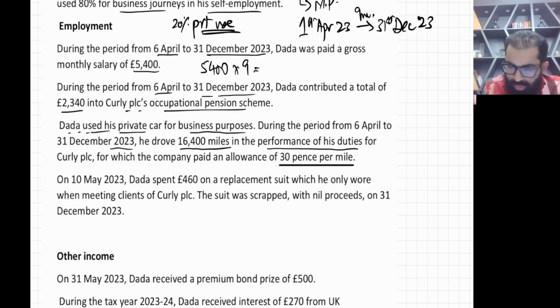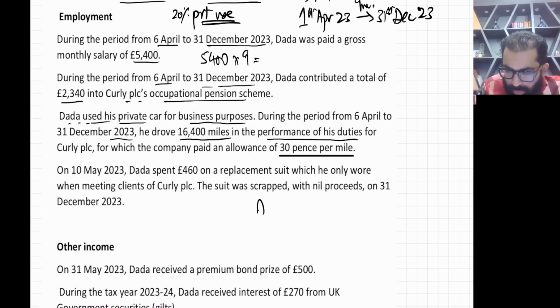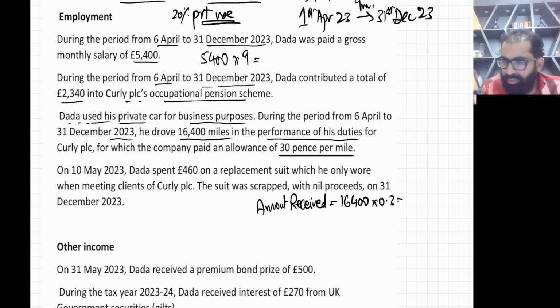So how to solve this transaction? First of all, you need to check the amount received. I'm just doing rough working. The amount received will be 16,400 multiplied by 0.3 per mile. 16,400 multiplied by 0.3 is going to be 4920.